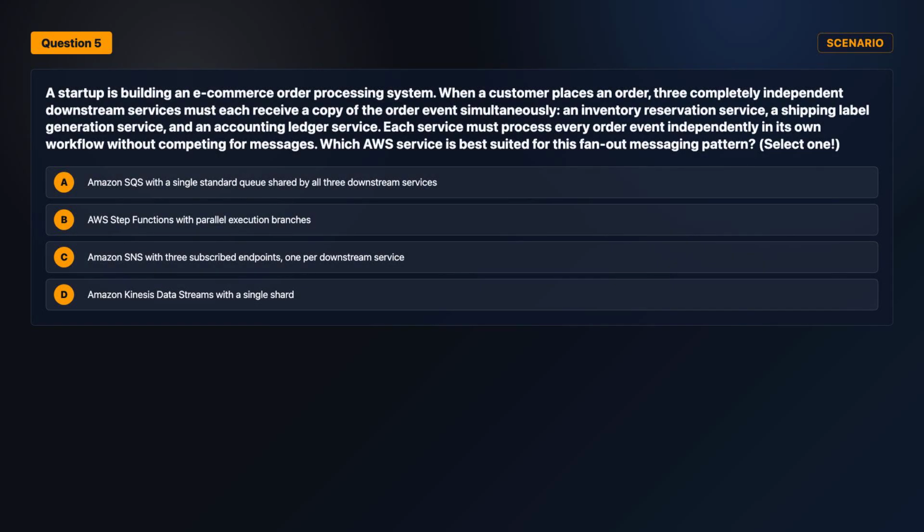Let us switch gears. Question 5. Test each option against the full ask. A startup is building an e-commerce order processing system. When a customer places an order, 3 completely independent downstream services must each receive a copy of the order event simultaneously: an inventory reservation service, a shipping label generation service, and an accounting ledger service. Each service must process every order event independently in its own workflow without competing for messages. Which AWS service is best suited for this fan-out messaging pattern? Select one. Review the answer choices on screen.